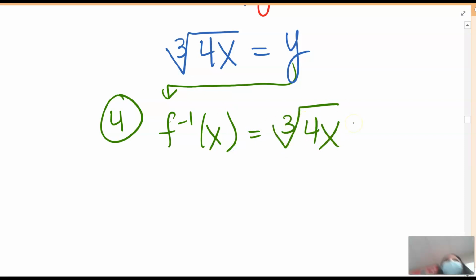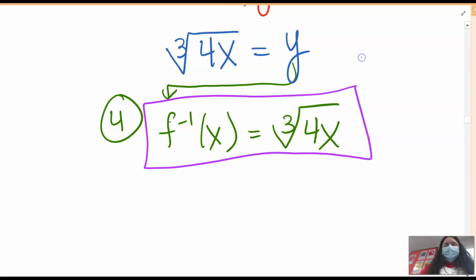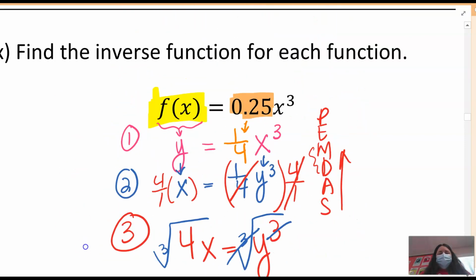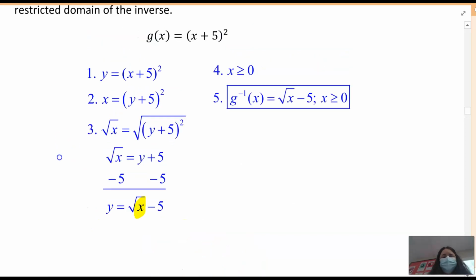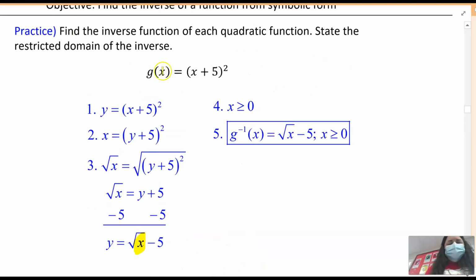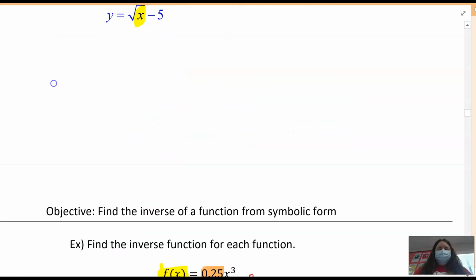And then do I need a restricted domain or no? Nope, this is a cube root, so that's your final answer. But this one I'm talking about, let me go back to the previous one, because I forgot to mention it. Because again, this is a g of x, then you want to change this to g inverse. But all the previous examples that we had done, they were f of x's. But that last example we did was supposed to be g inverse.